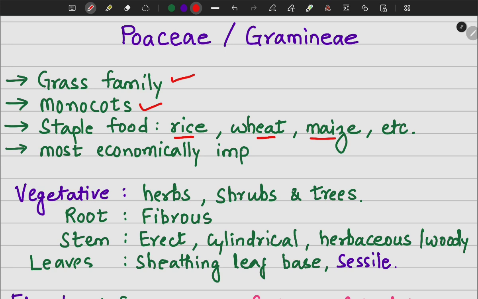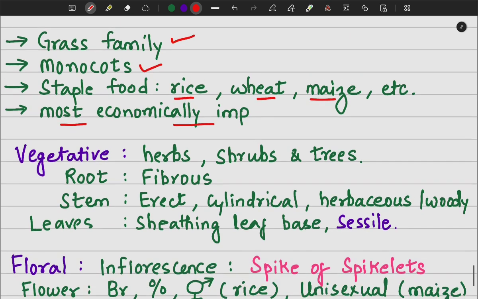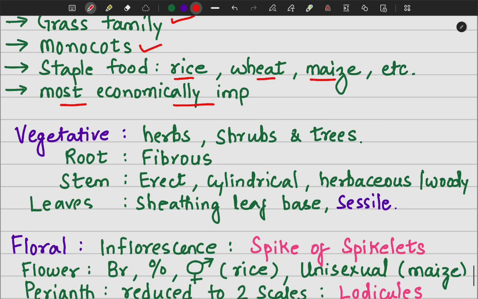Now, the plants belonging to this family are the most economically important plants. So, we will study about it in a bit more detail when we study about their economic importance. Alright, so let us begin with the vegetative structures now. The plants of this family are mainly herbs, shrubs, and trees. Now, the roots of the plants are fibrous because they are monocots.